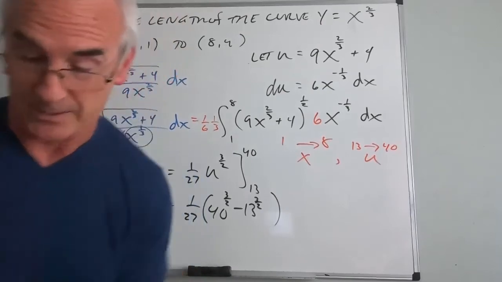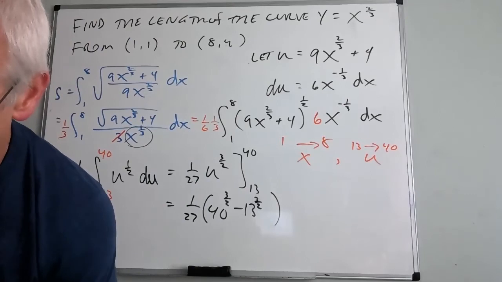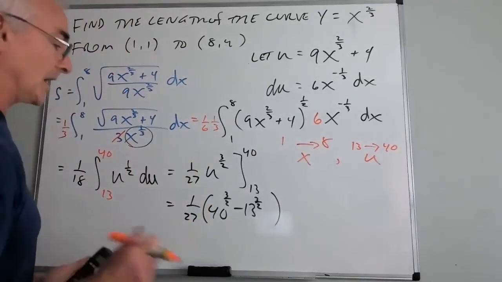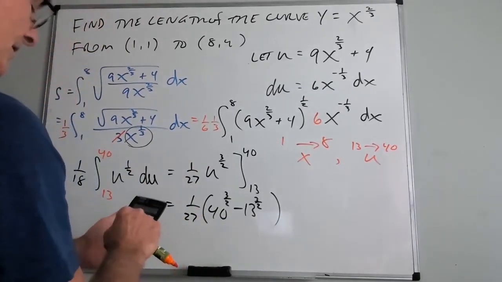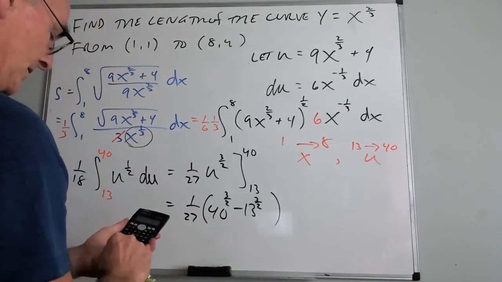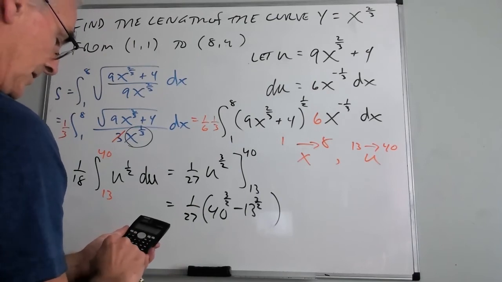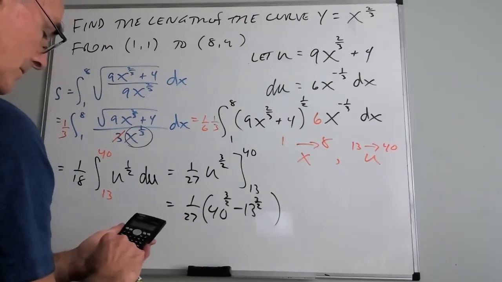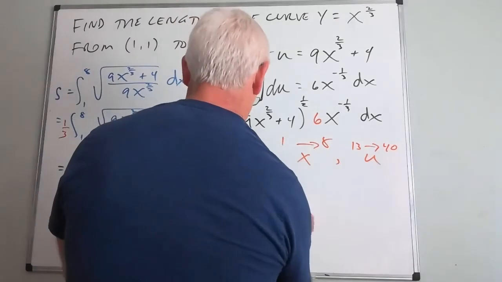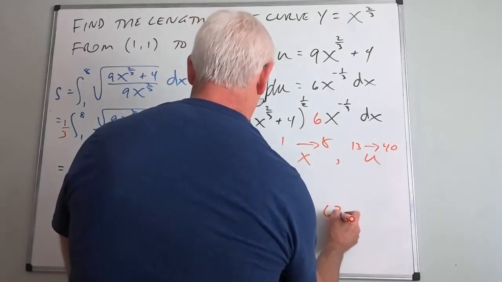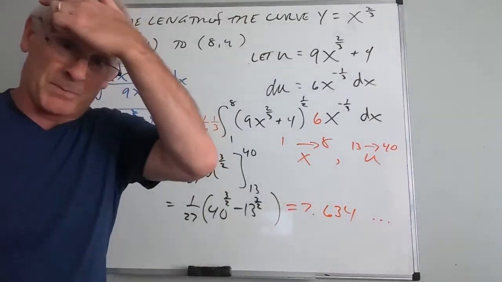Let's now do a quick check. But how do I check it if I don't know what the answer is? Well, we don't know what the answer is, but we know what to compare it to. The line segment, like I said before. So let's do a numerical calculation of this. So this is 40 raised to the 3/2 minus 13 raised to the 3/2, all over 27. All right, my calculator says this is approximately 7.634, go as far as you want. This is the answer. There's a good decimal approximation.